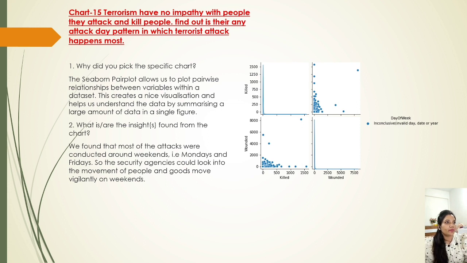In chart number 15, we study that terrorism has no empathy with the people. They attack and kill people. We are finding out if there is any attack pattern for when terrorist attacks happen the most. So we chose the seaborn pair plot, which allows us to plot pairwise relationships between variables within a data set. This creates a nice visualization and helps us understand the data by summarizing a large amount of data in a single figure. We found that most attacks were conducted around weekends, that is Monday and Friday. So the security agencies could look into the movement of people and goods more vigilantly on weekends.